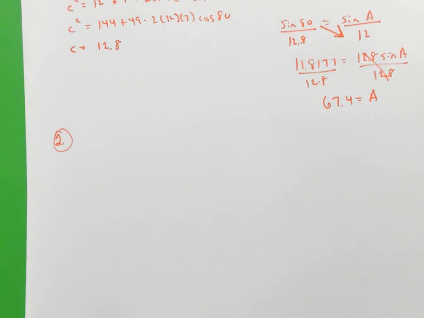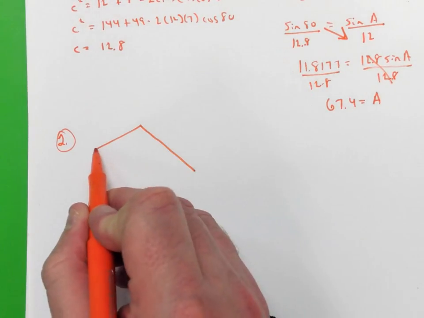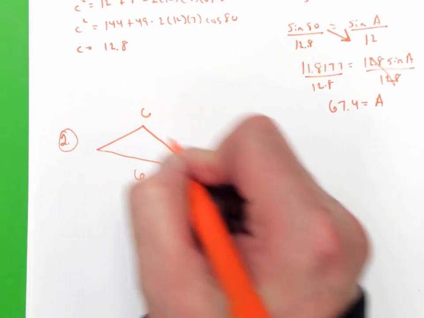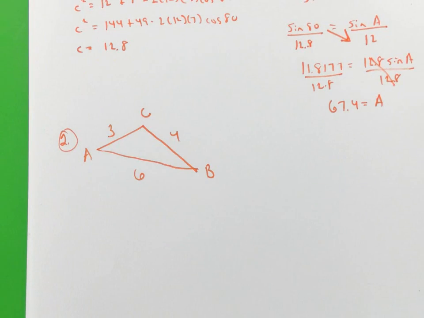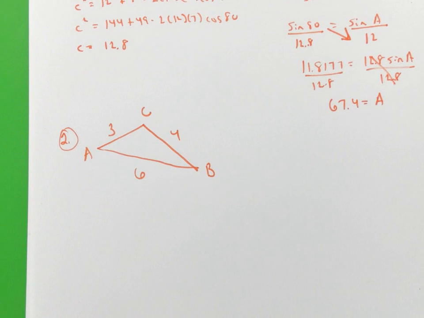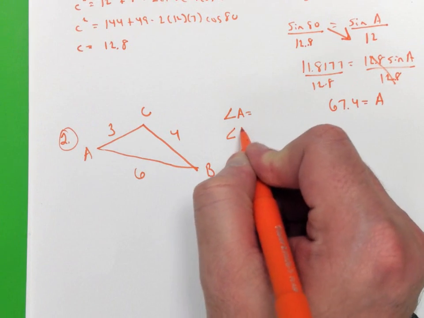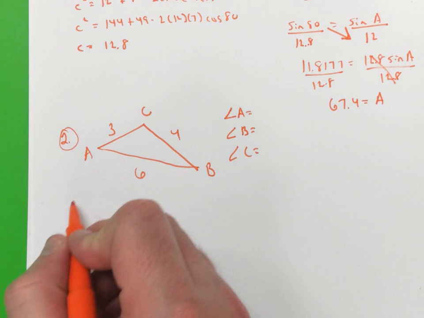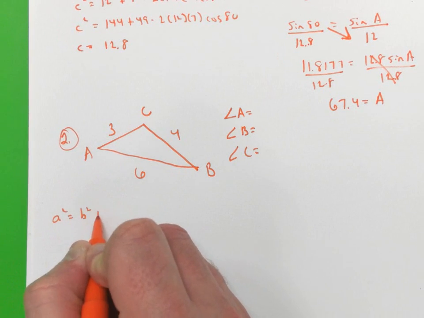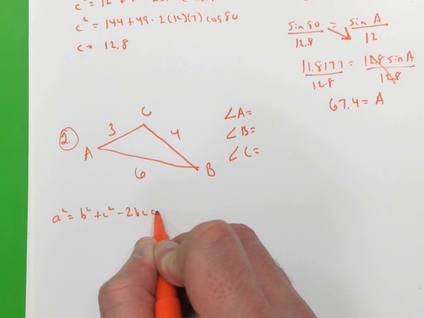Number 2. Let's draw this triangle out. All right, let's look at what we're missing here, guys. Well, all we know is sides, so that's screaming law of cosines, law of cosines, law of cosines. So, we're going to put angle A, angle B, and angle C. Okay? Guys, it really doesn't matter which law of cosines formula you use here because you don't know any of the angles. So I'm just going to pick with A. A squared equals B squared plus C squared minus 2BC cosine of A.